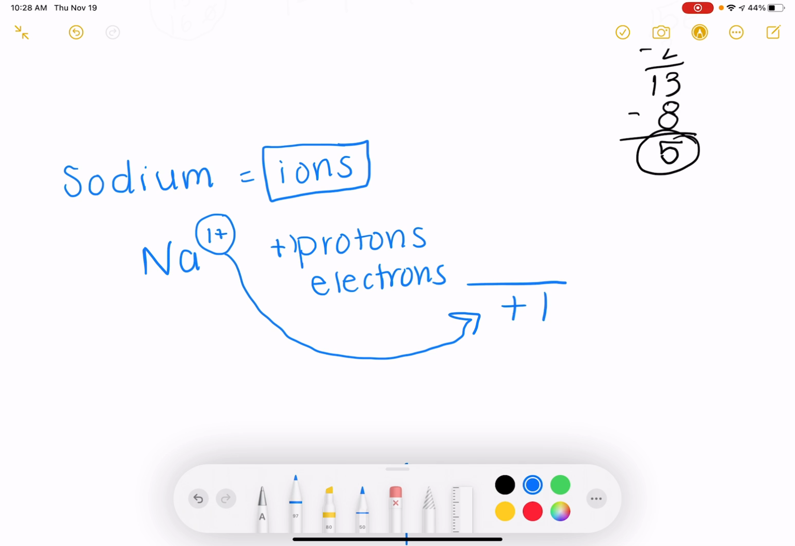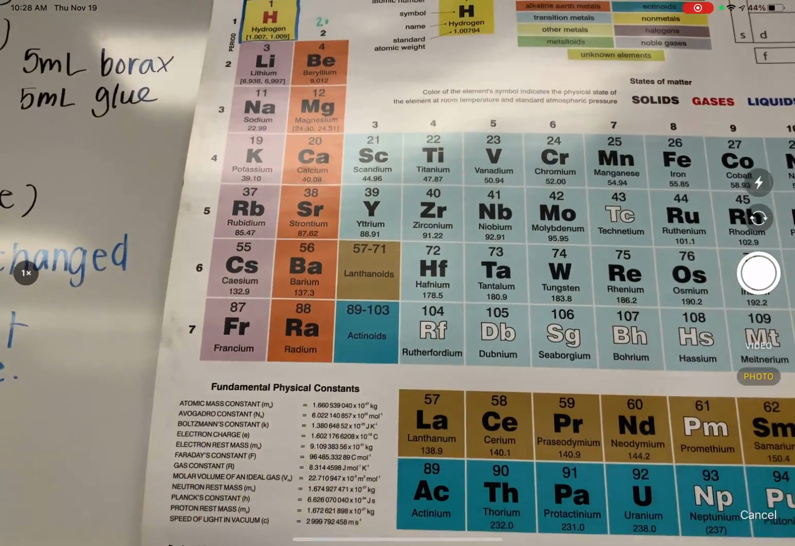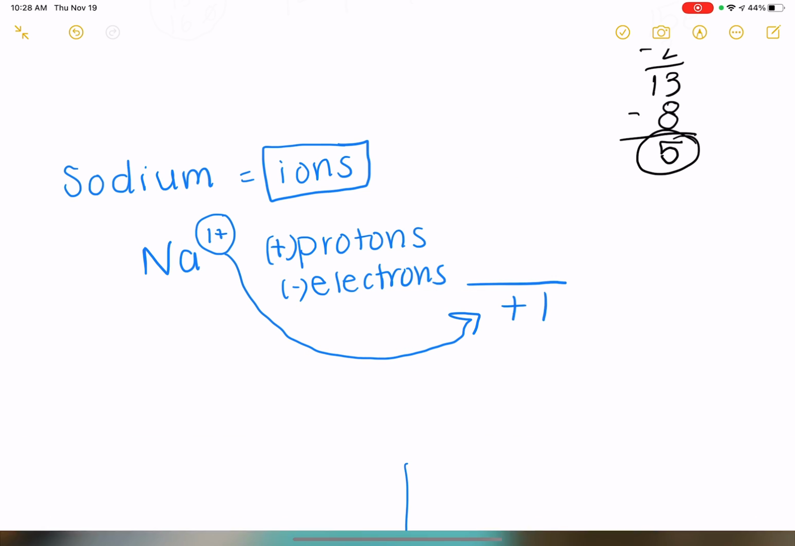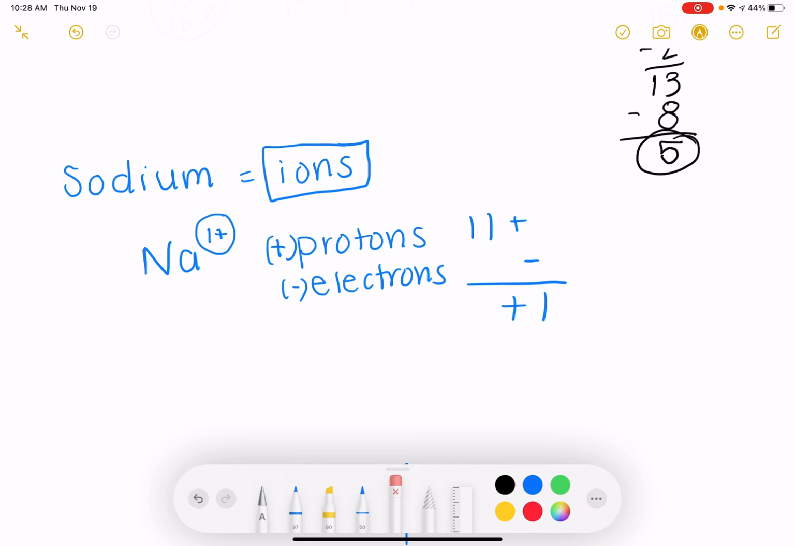Protons, if you remember, those are positive. Electrons, they're negative. So if we look at sodium in the periodic table, sodium is number 11. That means that we have 11 protons. I'm going to say we have 11 positives, okay? Negatives, we're not sure, because remember in ions, the electrons will change. That's the thing that's changing. So that's what we need to find out. We know there's always going to be 11 positives. How many negatives are there to get a +1 charge?